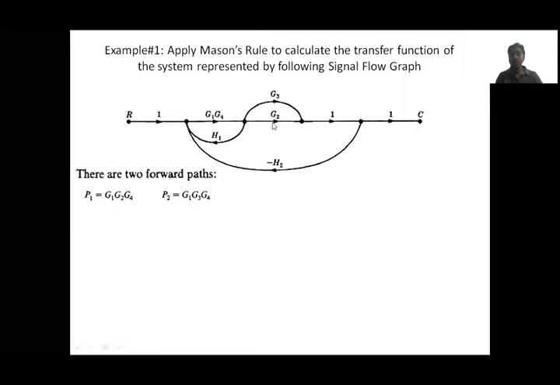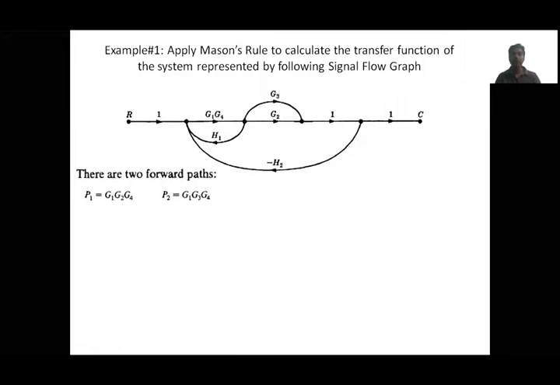So we have two forward paths. For the first one, we go straight like this. The gain of this first forward path is 1 into G1, G4 into G2 into 1 into 1, so totally G1 G2 G4. The second forward path comes like this, moves like this through G3, and goes to C. So the second forward path gain is G1 G4 G3, that is G1 G3 G4.